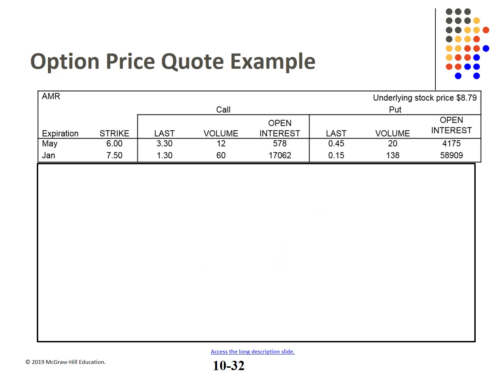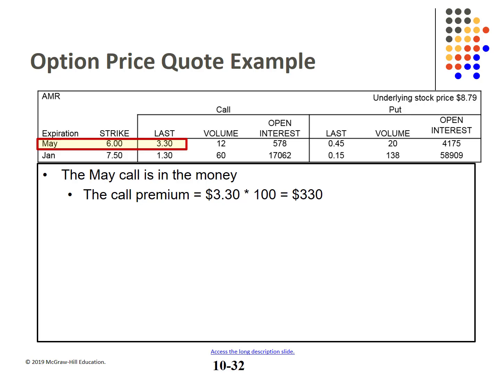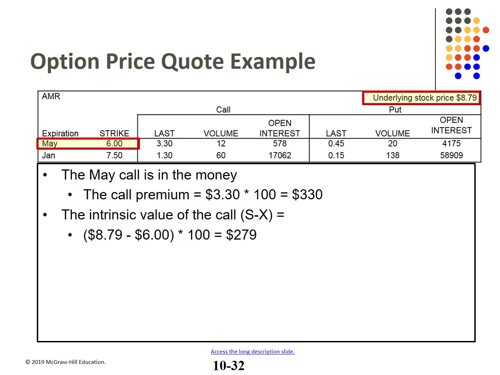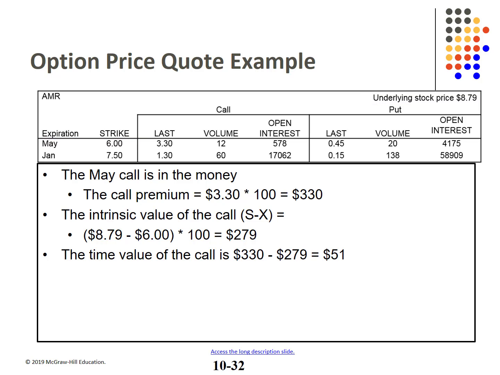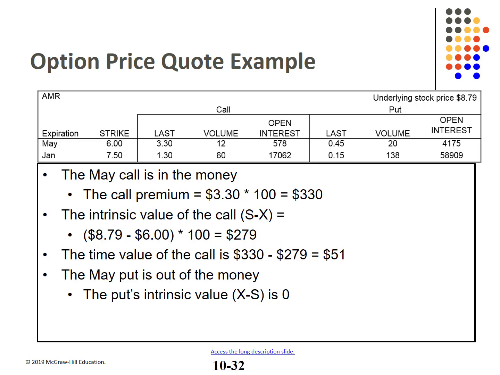Let's walk through option quotes. The May call option is in the money. The call premium or price is $3.30 per share. Option contracts are for 100 shares, so the cost would be $330. The intrinsic value of the call is $8.79 minus $6 times 100, $279. The time value is the $330 call price minus the intrinsic value, $51. The May put is out of the money, but the put has time value of 45 cents per share, or $45. An investor would not exercise the May call because that would be throwing away the $51 time value.